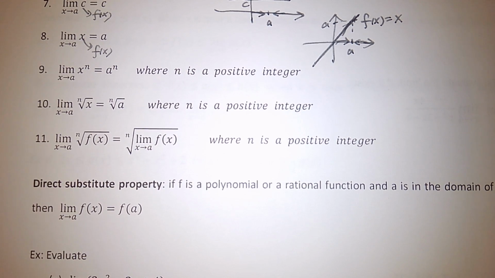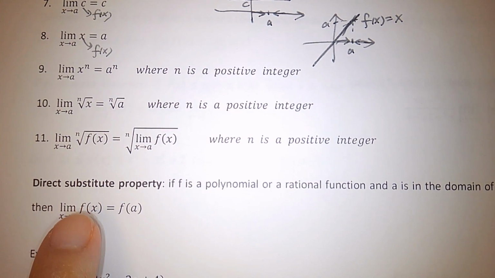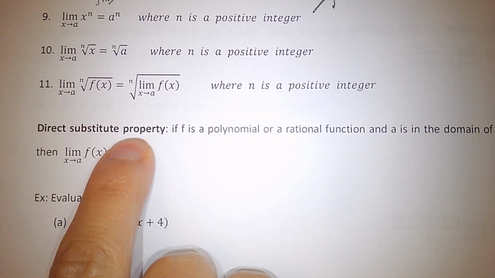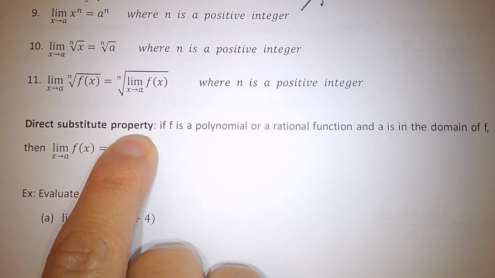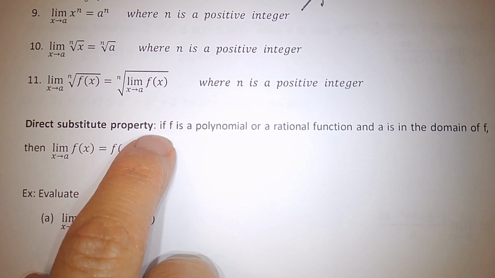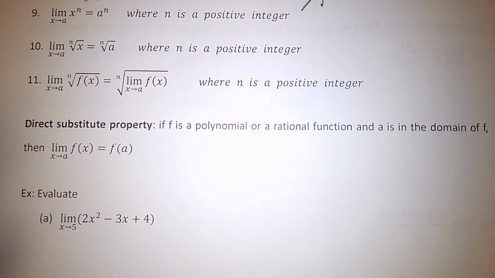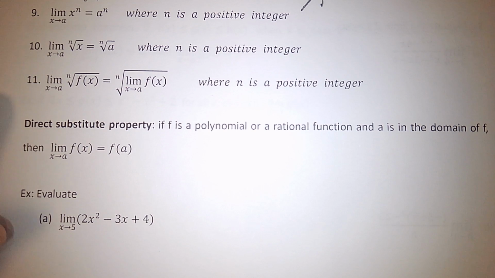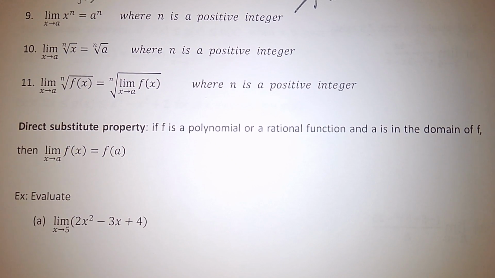Alright, guys. So let's keep on looking at the next property in our section. It's called the direct substitution property. I'm going to ask a volunteer to read this property for us. Let me see, whose turn? I called some of you guys before.